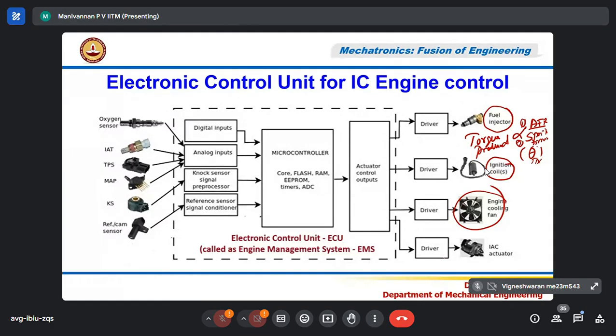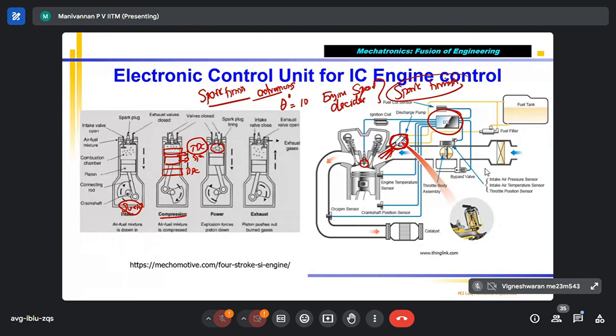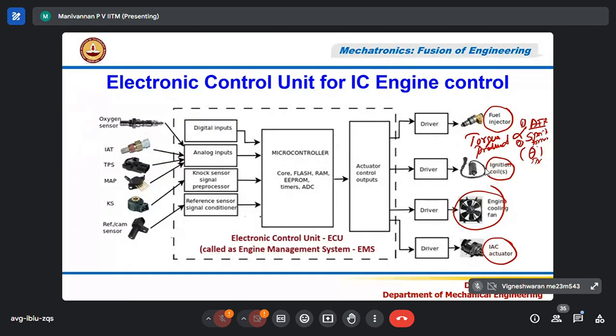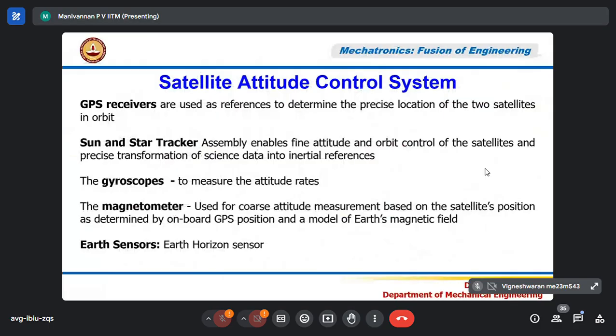And also, you have this inlet air control, correct? Inlet air control. This is the bypass valve, air bypass, which I talked about here, IAC, idle air control. This valve is another one. These four are called actuators, correct? Generally, most modern car engines will have an electronic fuel injector, electronic spark timing control, an electric fan controlling the radiator coolant temperature, and idle air control, controlling the bypass valve.